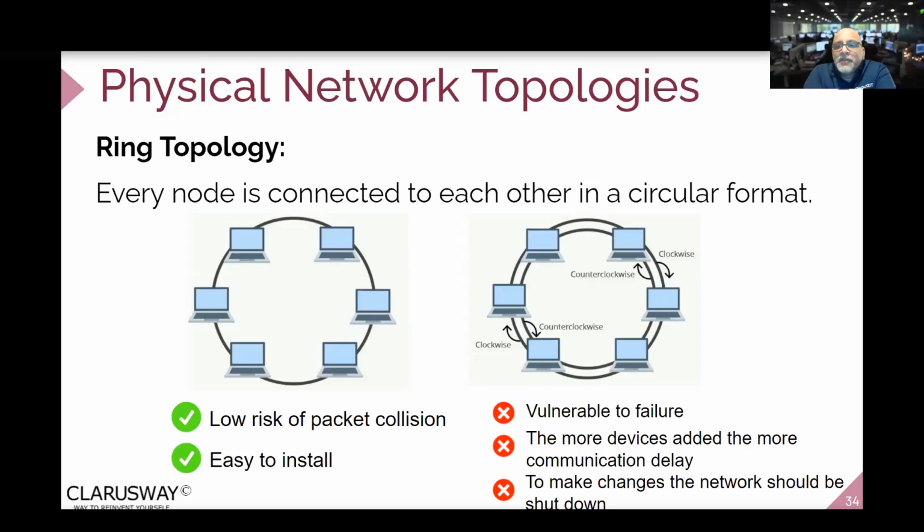Okay. And then obviously there's an issue with scale, because as I start to increase the number of devices, the number of devices that my packet has to go through in order to get to my destination starts to increase. And so there's an issue with scale as well. Okay. All right. So that's the ring topology.